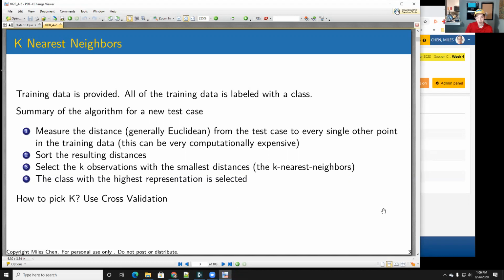Okay, and then once you measure that distance, you're going to sort the resulting distances, and then from there, the k-nearest neighbors, that name comes from the fact that you will sort and choose the observations with the k smallest distances here. Okay, and then once you select the k observations with the smallest distances, that is your k-nearest neighbors, you will select the class in the training data with the highest representation. Okay, and that's going to be how you classify your new observation.